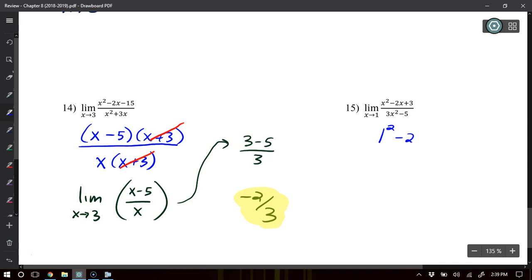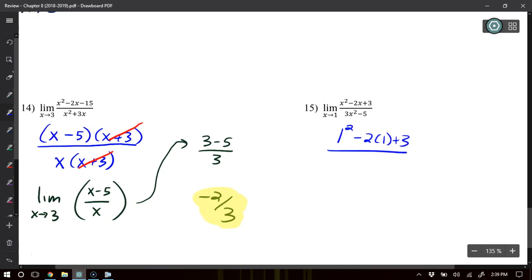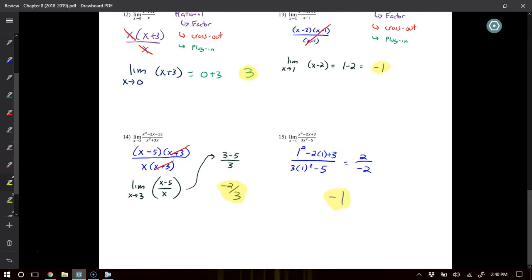1 squared minus 2 times 1 plus 3. That's the top. So 1 minus 2 plus 3 is going to be 2. 3 times 1 squared minus 5, so that'd be 3 minus 5, which is negative 2. That's actually not bad. I get a nice answer, negative 1. It actually allowed me to plug in.